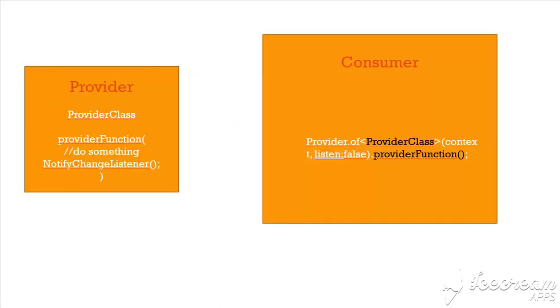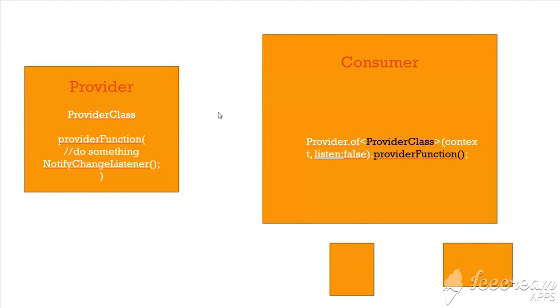So let's see here. We have a provider class and a consumer class. You see, it can be more than one consumer. In the provider class, we have a function provider. You can have any name here, and then you do something in this function, and then you call this notify change listener inside this provider class. And then this notify change listener is actually informing all the consumers. You can have one consumer here, you can have one consumer here, so you can have multiple consumers.